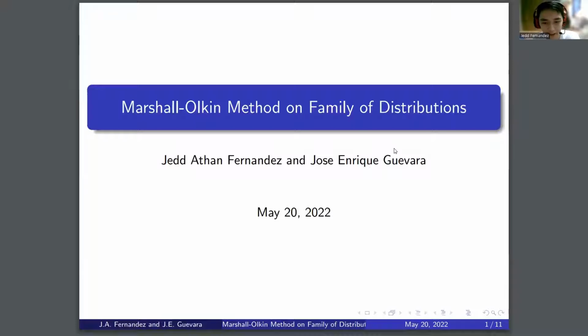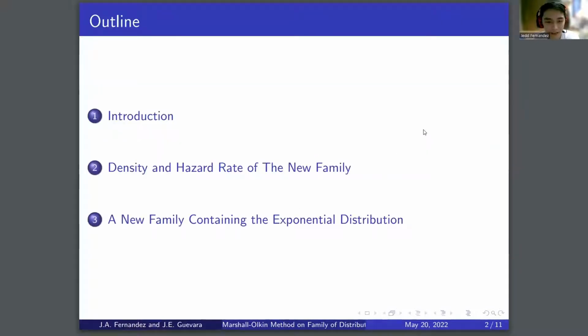In our talk, we will give a brief overview on the Marshall and Olkin family of distributions. We would first give a brief introduction to the Marshall-Olkin method, then we would look at its probability density function and hazard rate. And lastly, we would look at what happens when it is applied to the exponential distribution.